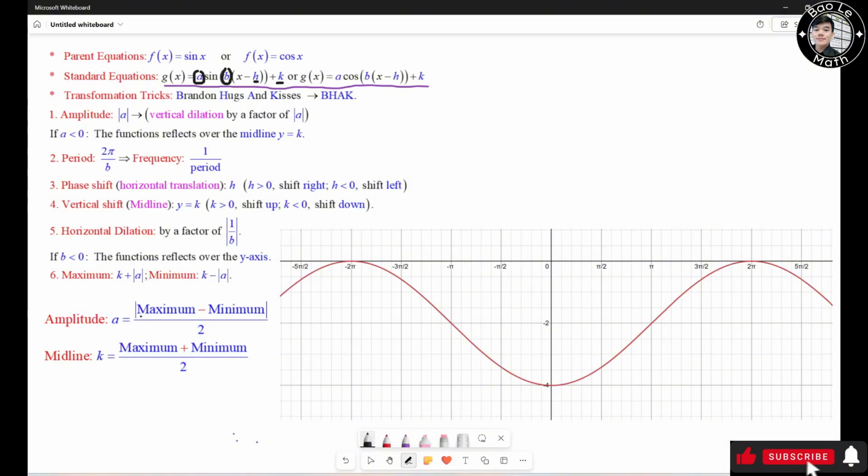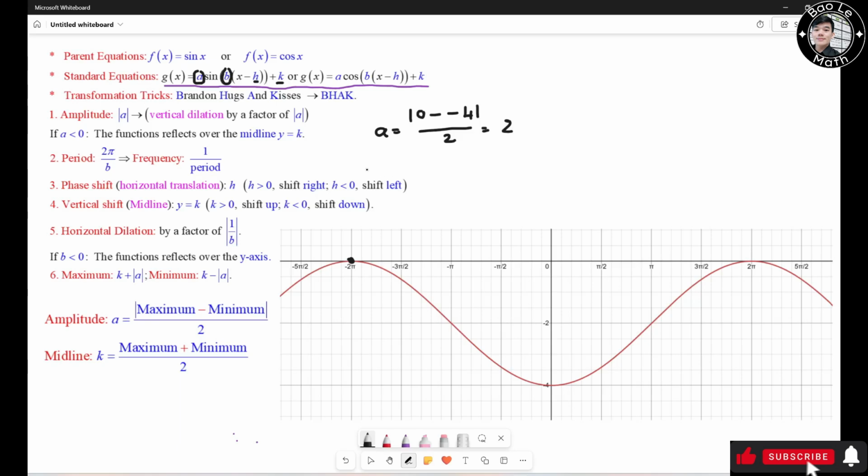First, we need to find the amplitude. The amplitude is the absolute value of maximum minus minimum, divided by 2. The maximum right here is 0. So A equals the absolute value of 0 minus -4, over 2. It turns out to be 4 divided by 2, which is 2.